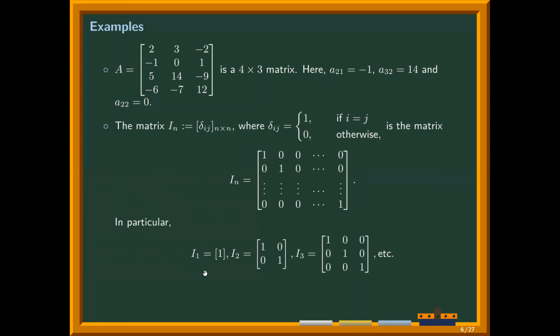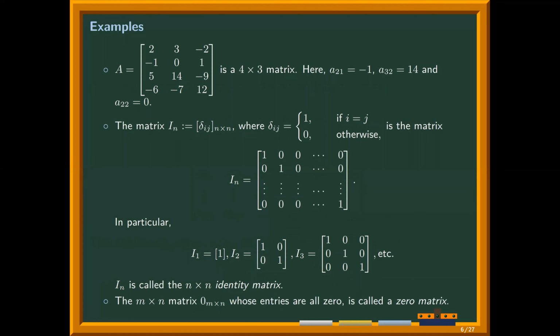So here we see the matrices I sub 1, I sub 2, and I sub 3. And you can guess the shapes of I sub 4, I sub 5, and so on. The matrix I sub n is called the n by n identity matrix. The m by n matrix whose entries are all 0 is called the zero matrix, and we shall denote it by 0 sub mn.